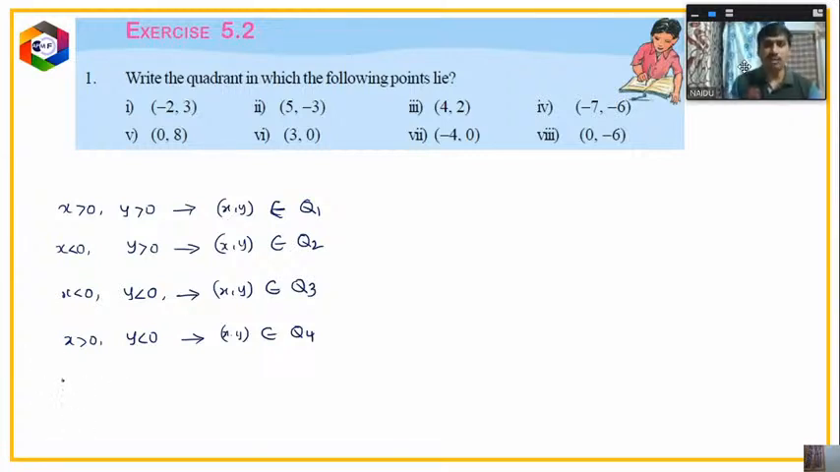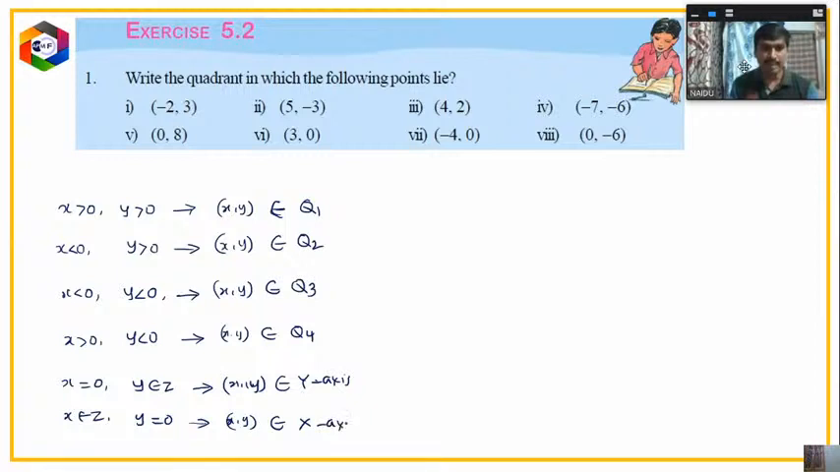And one more thing: suppose x equals 0 and y is something, whatever it may be, either positive or negative. If x is 0, there is no x-direction distance, so all such points x comma y lie on the y-axis. And if y equals 0, x is either positive or negative, whatever it may be, but y is completely 0. In that case, x comma y lies on the x-axis. So these are the points we have to keep in mind.